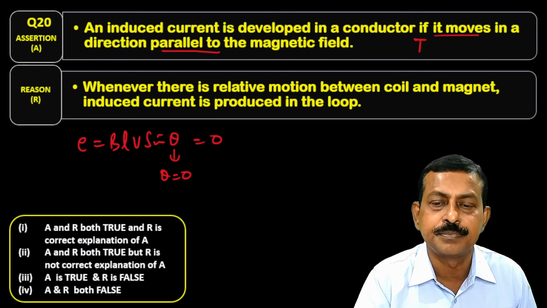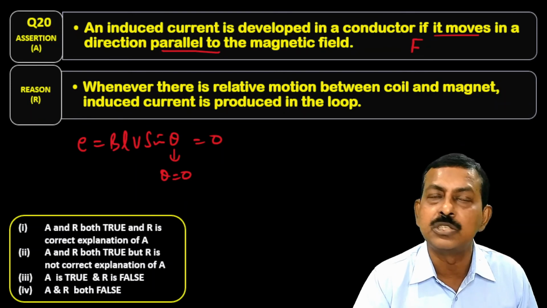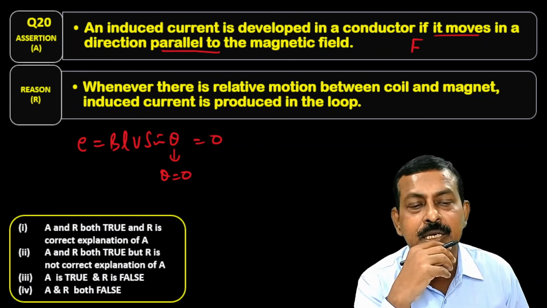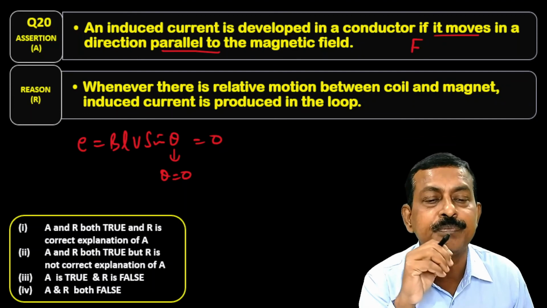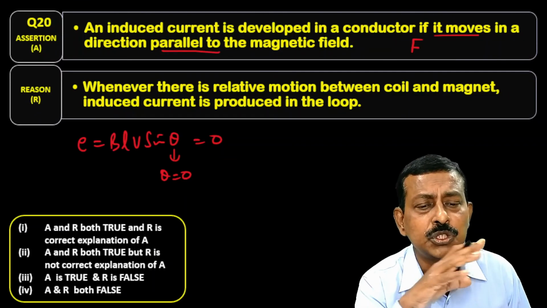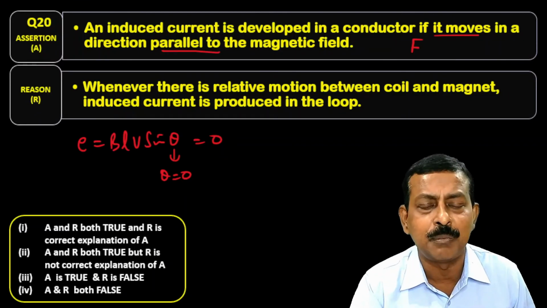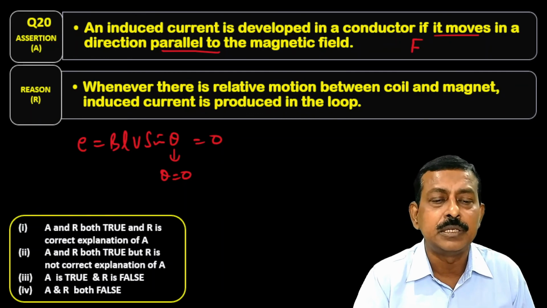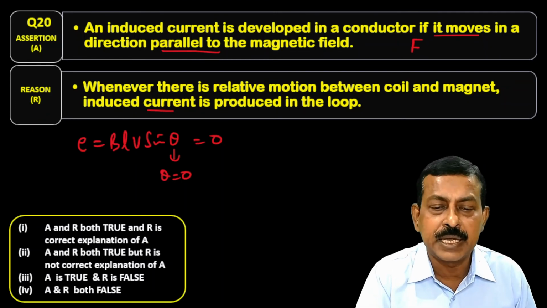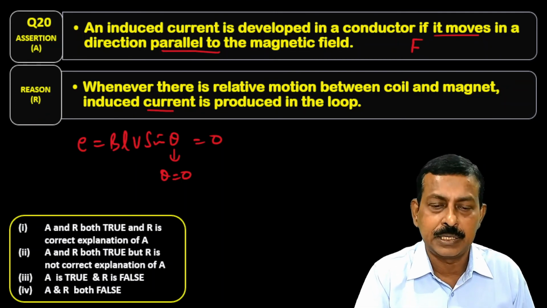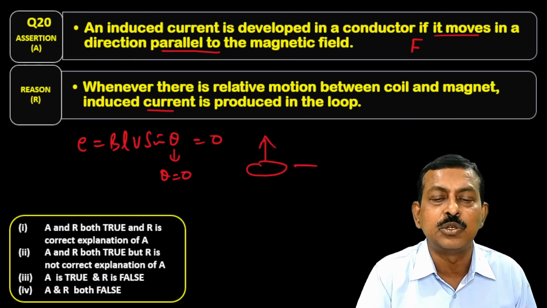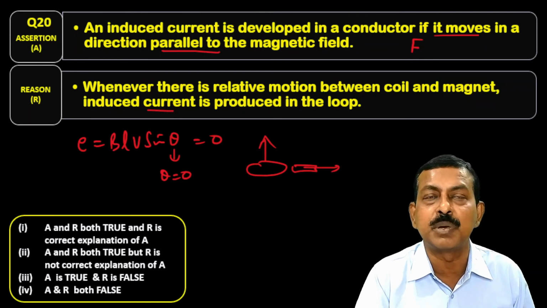So assertion is false. Now reason, if you take, whenever there is a relative motion between the coil and the magnet, induced current is produced in the loop. Now, whenever there is a relative motion, this is true if you are taking the motion, suppose for the coil and the magnet, then there will be induced current developed if there is a change of the magnetic flux. But in case, suppose you have a coil, it is being moved in this direction, you have a magnet, it is being moved in this perpendicular direction.